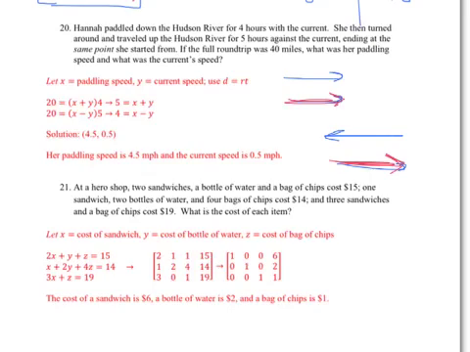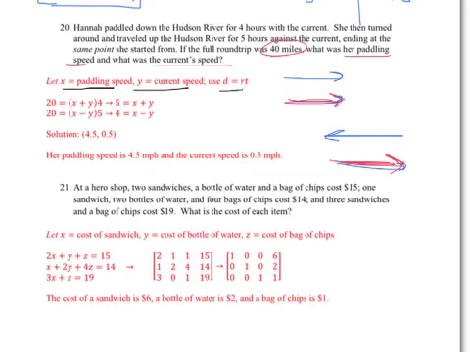Now, if the full round trip was 40 miles, so 20 miles each way, what was her paddling speed and what was the current's speed? So if we're looking for her paddling speed and the current speed, let's use those variables. x is the paddling speed and y is the current speed.